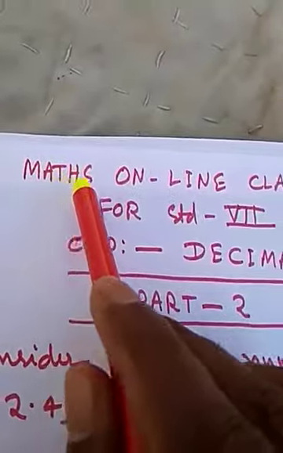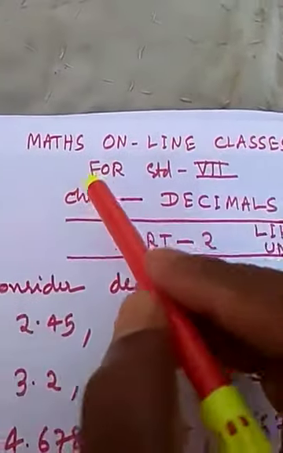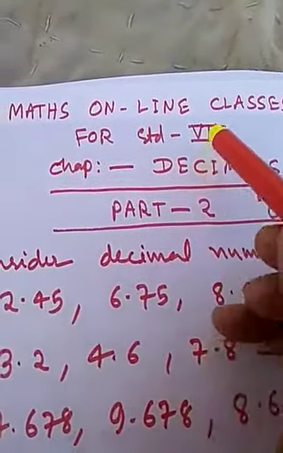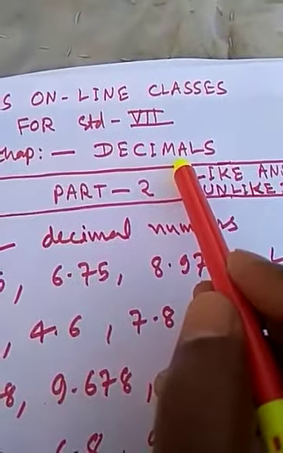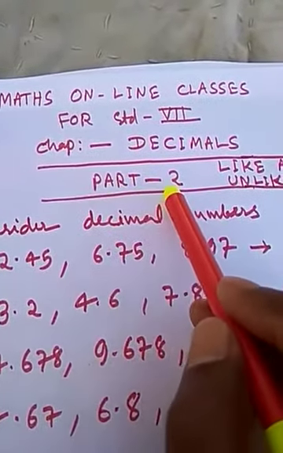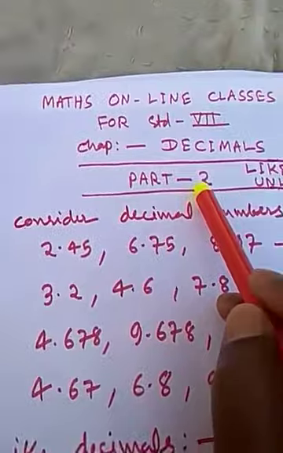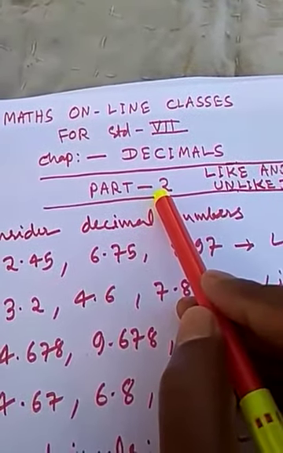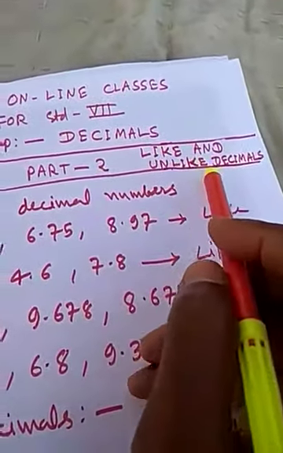It is a maths online class for standard 7, chapter named decimals. It is part 2. Here we shall learn about like and unlike decimals.